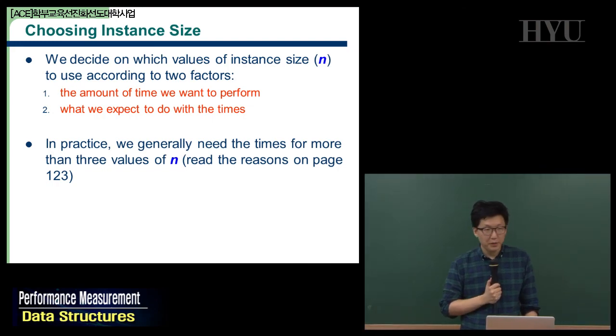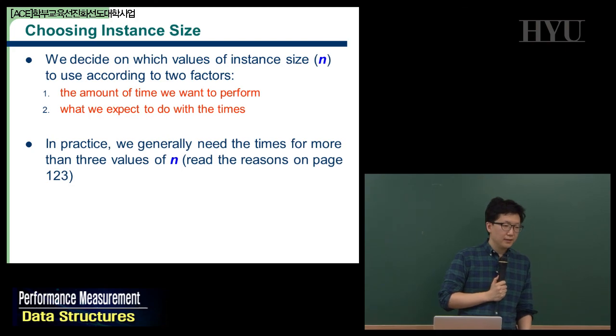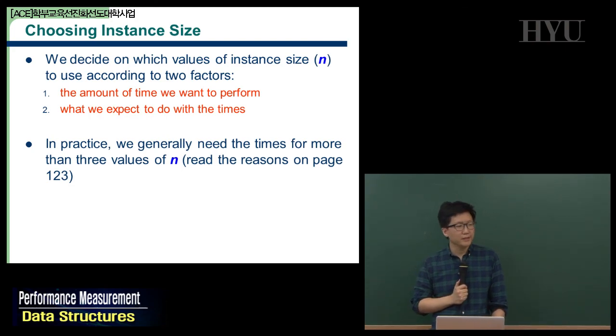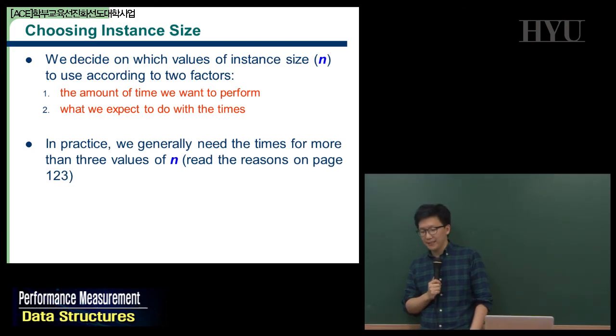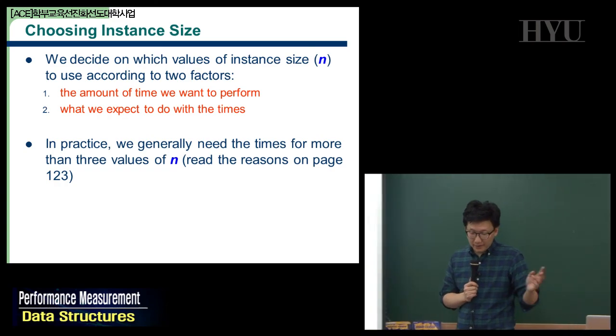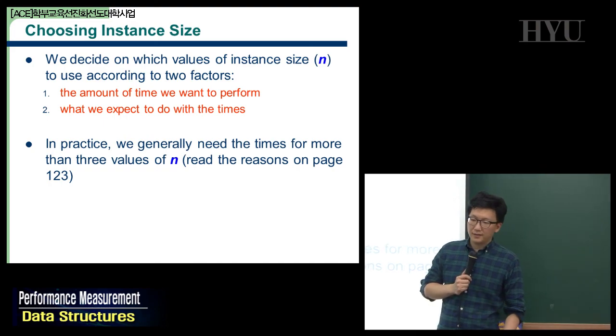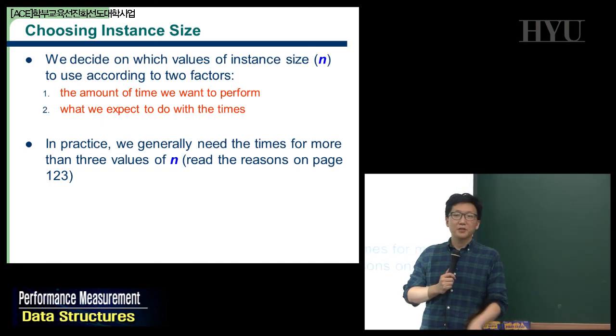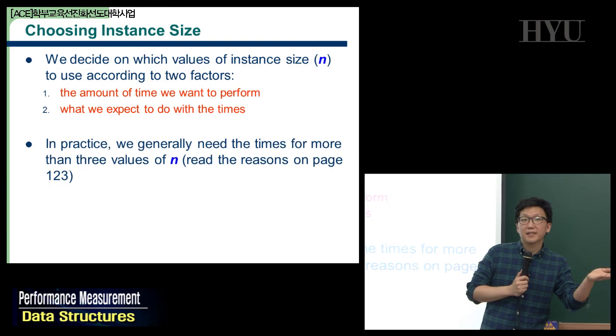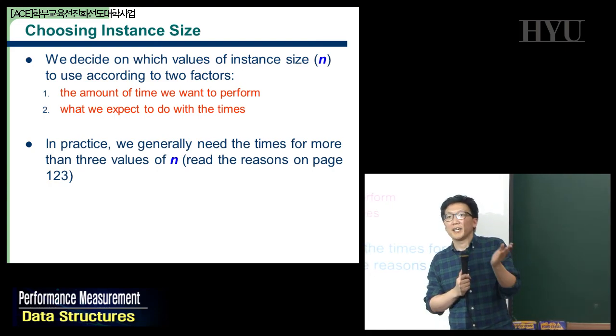Read the reasons on page 123. They have 2 reasons. I don't remember exactly. But bottom line is this. Like I explained at the beginning of the class, they need a certain sample of extreme cases, best case, and some random cases.